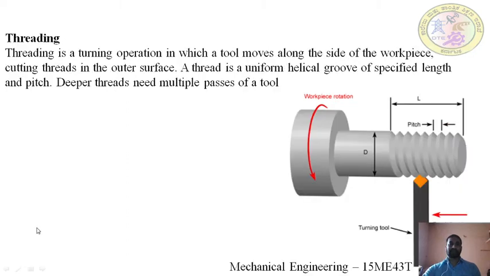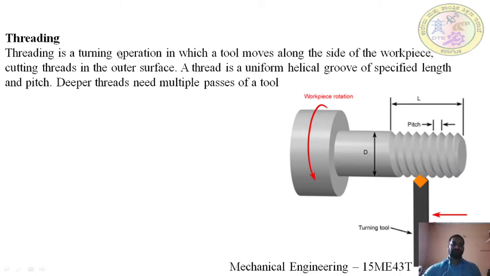So next is the threading operation. Threading is one of the most important operations performed in the lathe. Threading is nothing but producing helical grooves or threads on the outer surface of the workpiece. It is the process of producing helical grooves of a desired pitch. The pitch adjustment can be done using a lead screw. Inside we can adjust the lead screw to the required pitch.